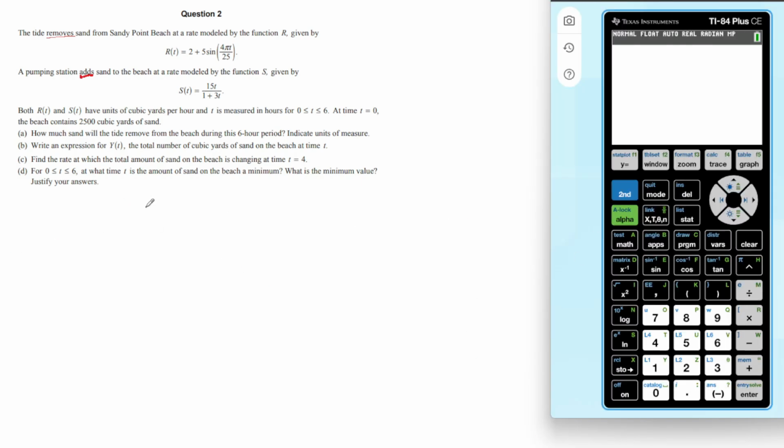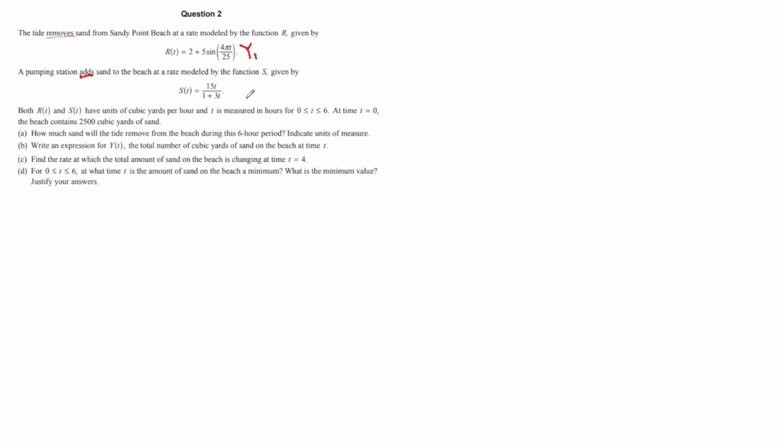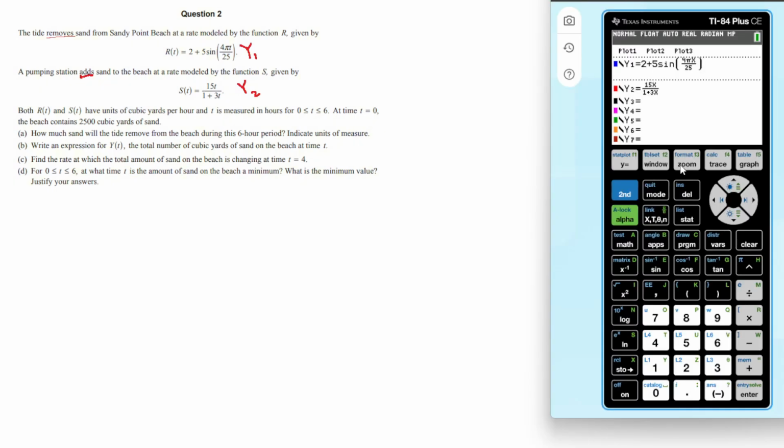So the first thing we should do before we even read the questions is get these functions in our calculator so we're ready to graph them or evaluate them at different points. So I already put the functions in. So we have y1 is R of t, or the rate at which sand is removed from the beach. And then down here, the rate at which sand is being added to the beach is y2.